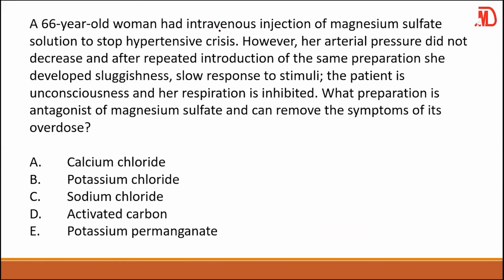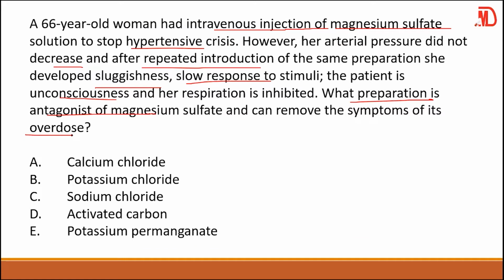A 66-year-old woman had intravenous injection of magnesium sulfate solution to stop hypertensive crisis. However, her arterial pressure did not decrease. And after repeated introduction of the same preparation, she developed sluggishness, slow response to stimulus, and the patient is unconscious. What preparation is an antagonist of magnesium sulfate and can remove the symptoms of its overdose?